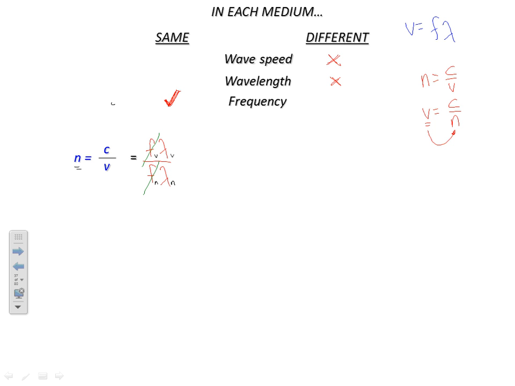All right, and what that shows us is that not only is index of refraction a ratio of speeds, it's also a ratio of wavelengths.